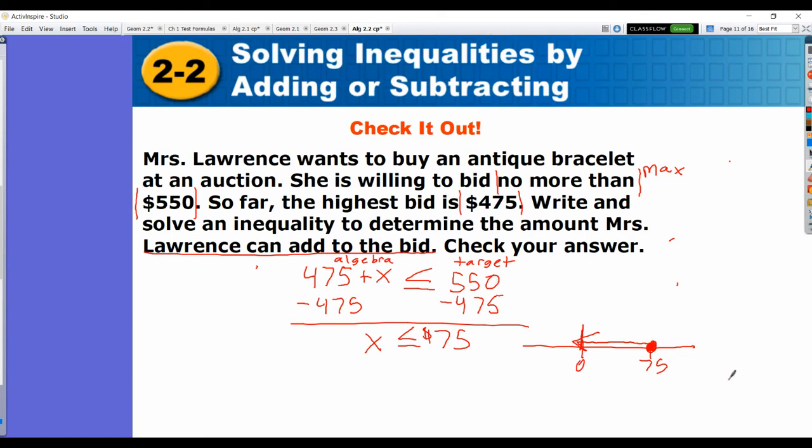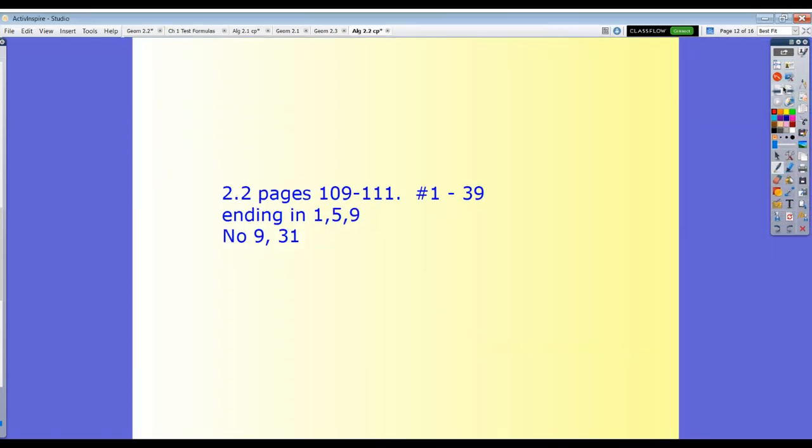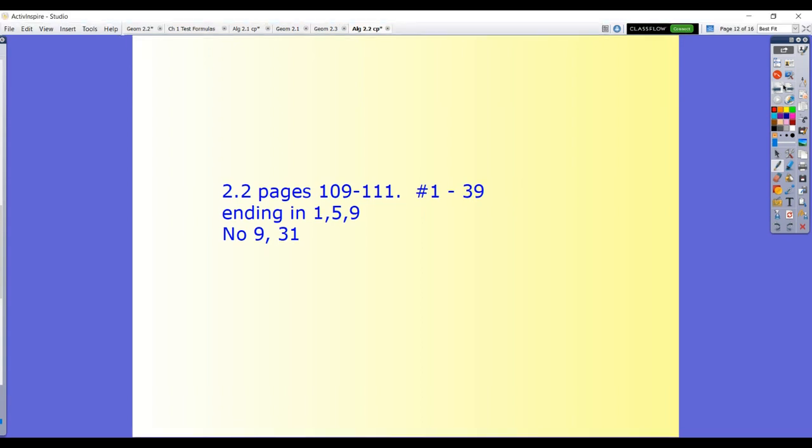I hope that one worked out for you guys. Here is your assignment today. I'll leave this up on the board, and you guys can work on that. When I get back, let me know if you have some questions, and we'll figure out how to go about solving those. You don't have to do problem number 9 or problem number 31. You can take those ones off.